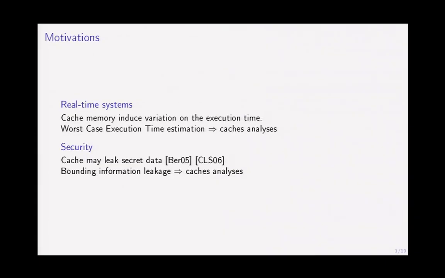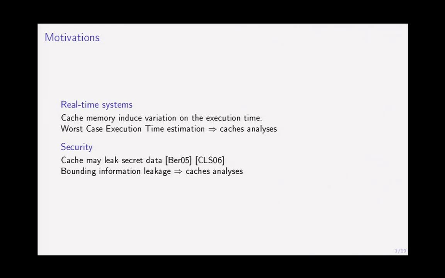So here are two examples of domains that make use of cache analysis. The first one is real-time systems, because in addition to being logically correct, these systems need to guarantee that they will terminate in a bounded amount of time. And because caches introduce variability in the execution time, you need to analyze them in order to derive precise bounds on the execution time.